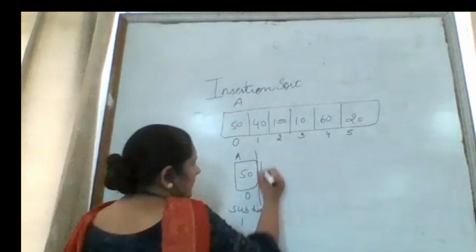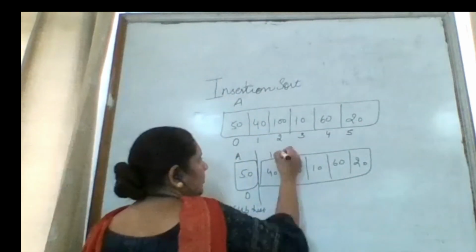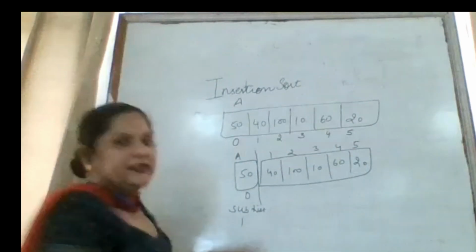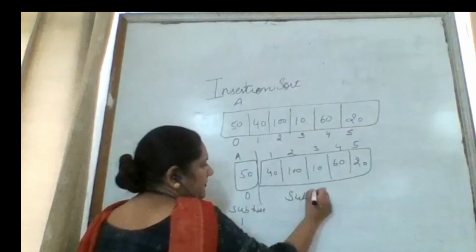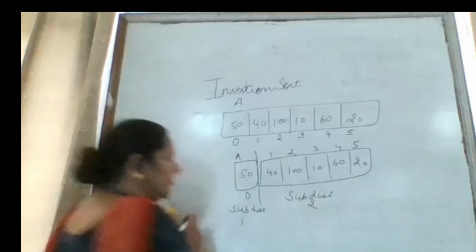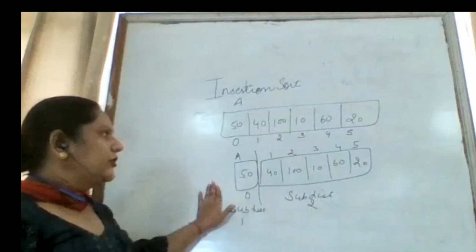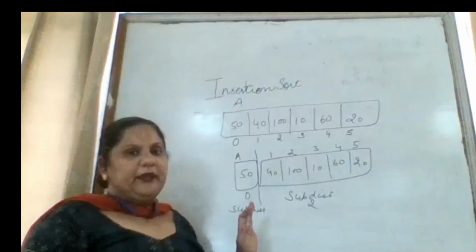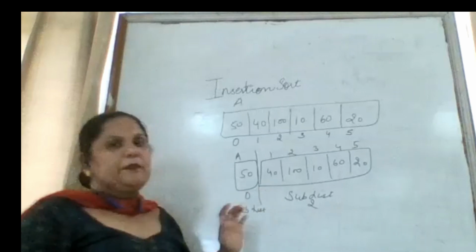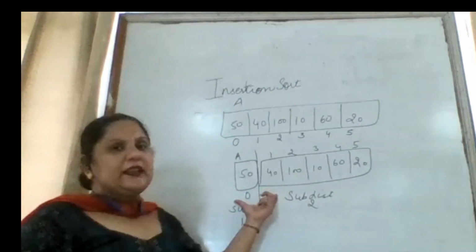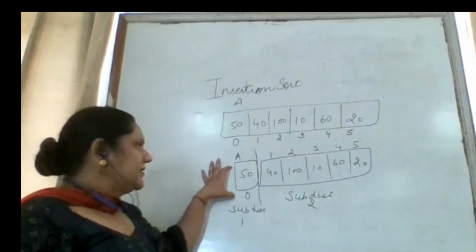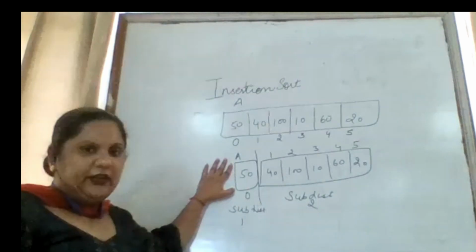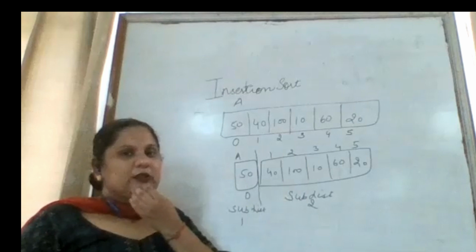The rest of the elements, at indexes 1, 2, 3, 4, and 5, are taken as the second sublist. So this is your sublist 2. We assume that the first element is sorted and the rest are in unsorted manner. This is the principle of insertion sort. We divide the list into two halves, though the halves are not equal at all.